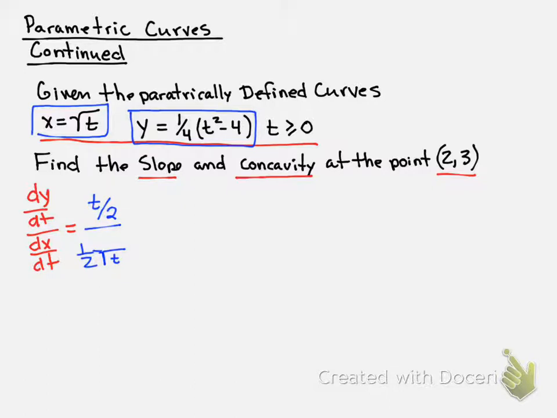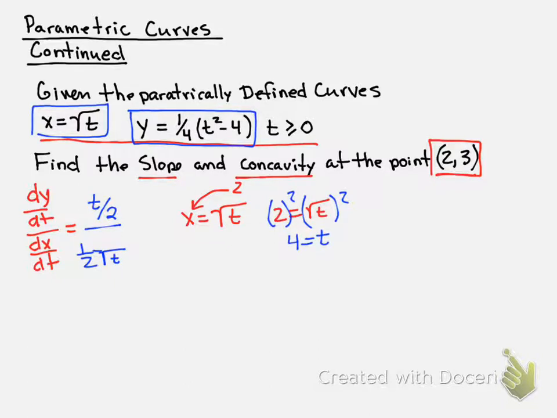And so when I plug in my point (2, 3), where do I plug it? Notice both of these are in terms of t, but they gave me this point (2, 3) for a reason, so how am I going to use it? Well, I can look at x. x is equal to the square root of t, but we know that x is 2. And so 2 is really equal to the square root of t. If I square both sides, I can see that t equals 4.